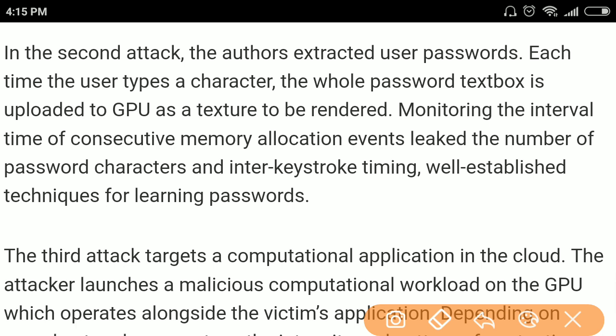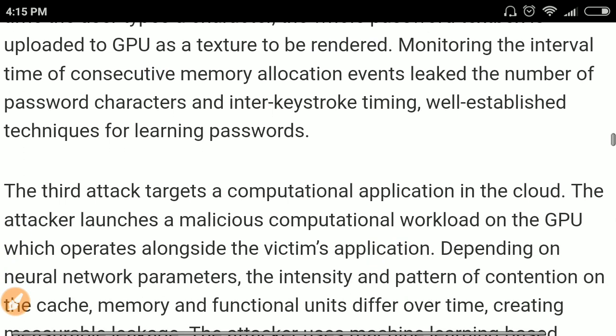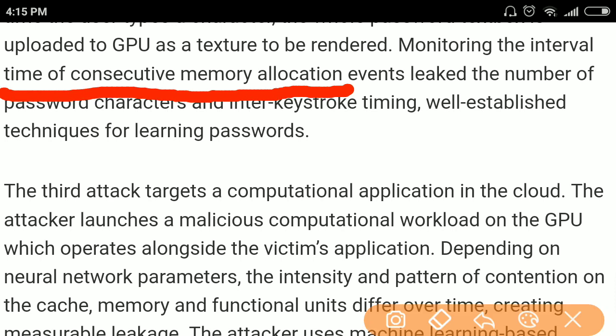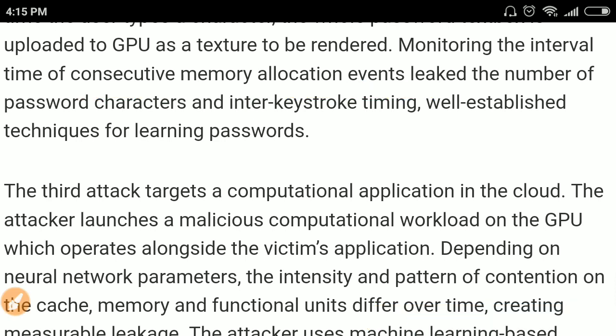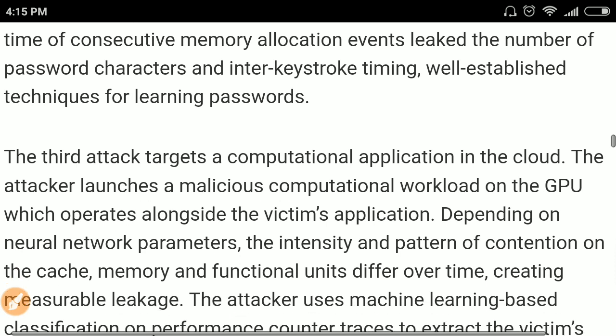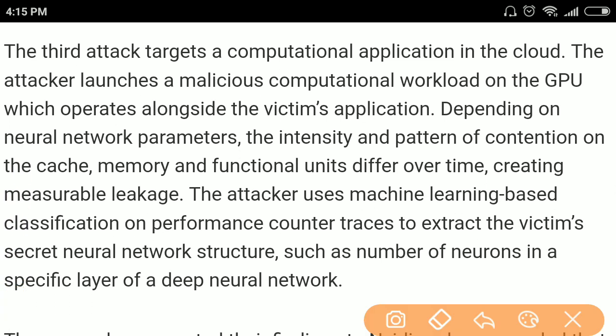In the second attack, they extracted the user password using the same parameters, as these passwords were processed by the GPU as the whole password text box in graphics form. They monitored the interval time of consecutive memory allocation events, which leaked the password's characters. And in the third attack they used it against the cloud application of the GPU, if it's providing any computational application over the cloud.